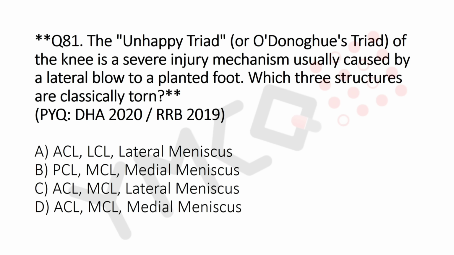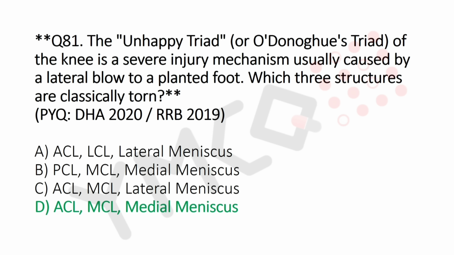The unhappy triad of the knee is a severe injury usually caused by a lateral blow to the planted, flexed foot. Which three structures are clinically torn? Option A, ACL, LCL, lateral meniscus. Option B, PCL, MCL, medial meniscus. Option C, ACL, MCL, lateral meniscus. Option D, ACL, MCL, medial meniscus. And the answer is option D, ACL, MCL, medial meniscus.